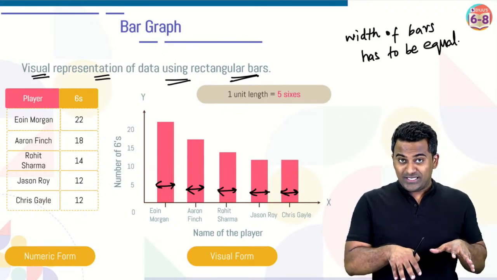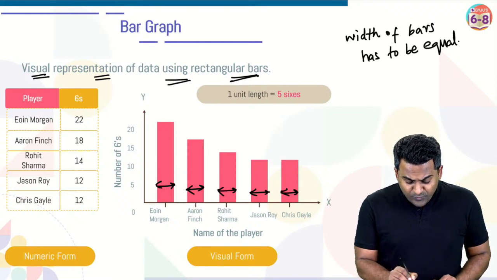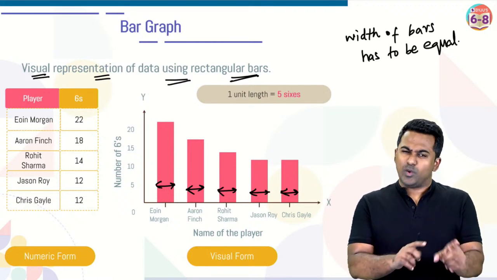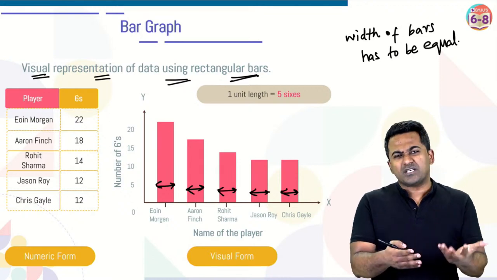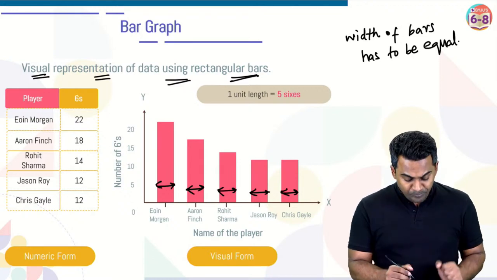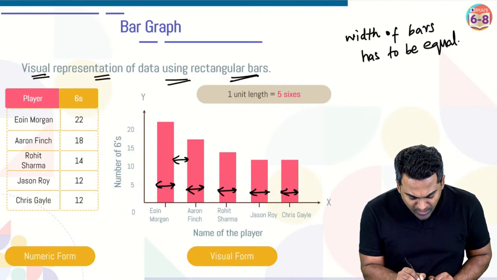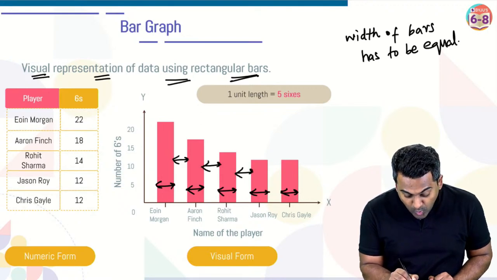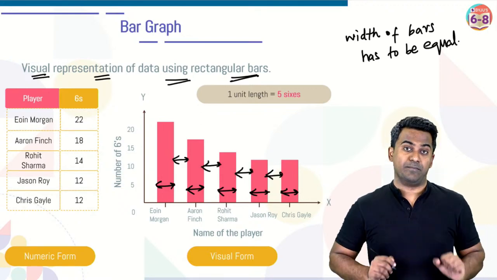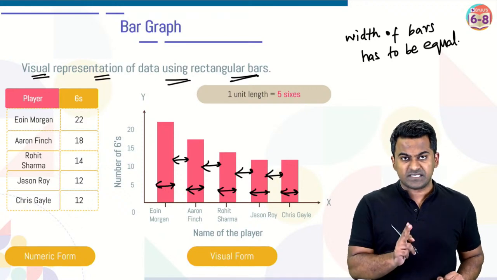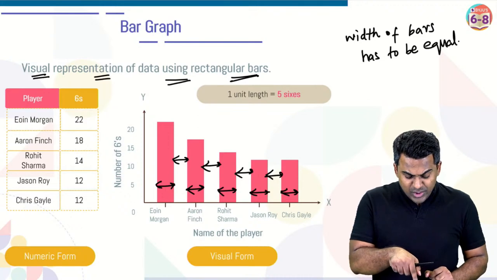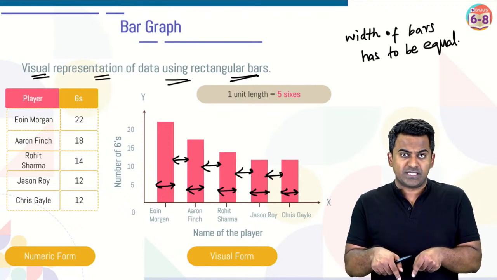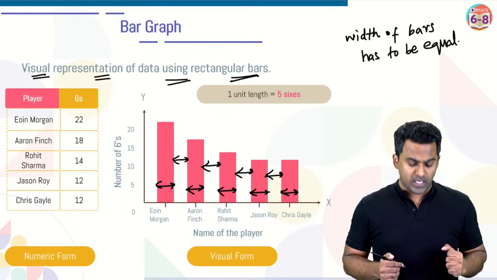All right, so coming back to this, what did I say? The width of the bars has got to be equal. You have to keep this in mind. You can't have some bars thicker or some narrower than the others. And the separation between the bars also has to be the same. Keep these two things in mind: the width of the bars has got to be the same, and the separation between the rectangular bars has got to be equal as well.